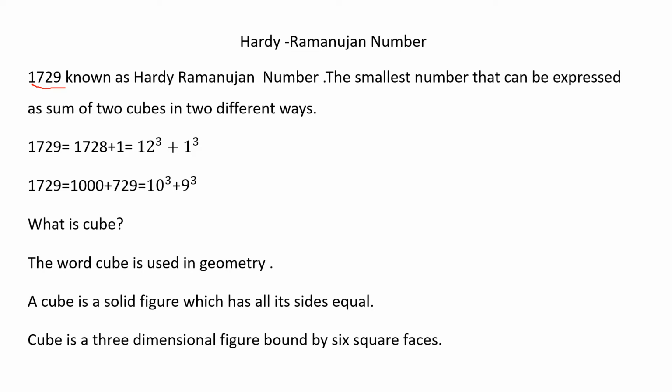Why do they call 1729 a magic number? Because it is the smallest number that can be expressed as the sum of two cubes in different ways. Look here, he split 1729 into 1728 plus 1. It can be written as 12 cube plus 1 cube. 12 cube means 12 into 12 into 12. This is how we represent cube. Square means 12 square, in the place of 3 you write 2. Cube means 3. So how will you calculate? 12 into 12 into 12.